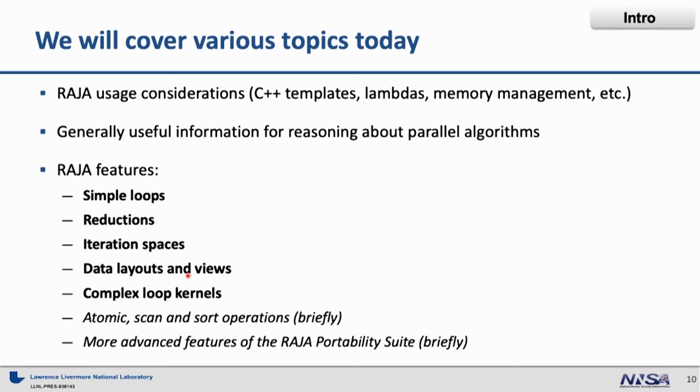So today I'm just going to go over most of the RAJA features listed here. I'll talk about simple loops, reductions, iteration spaces, data layouts, and views, and then also more complex loop kernels. Then I'll go over some other more advanced features of RAJA briefly, and also each of the components of the RAJA portability suite, just for completeness. Throughout this talk, I'll talk about things you should think about when you're using RAJA, and general things to think about when you're thinking about parallel algorithms.